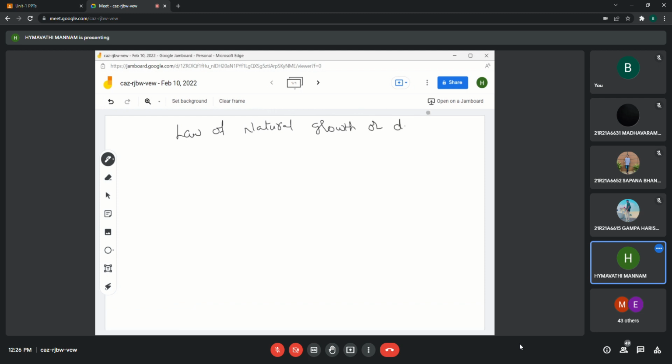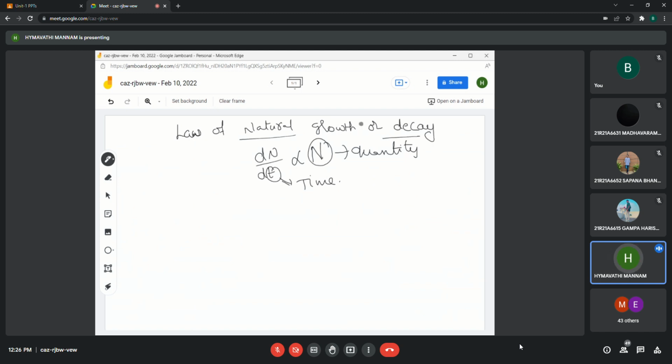Natural growth or decay. The statement of natural growth or decay is that the rate of change of a quantity is proportional to the quantity present at any time. Mathematically we write dN by dt is proportional to capital N. Capital N indicates the quantity and t is the time.